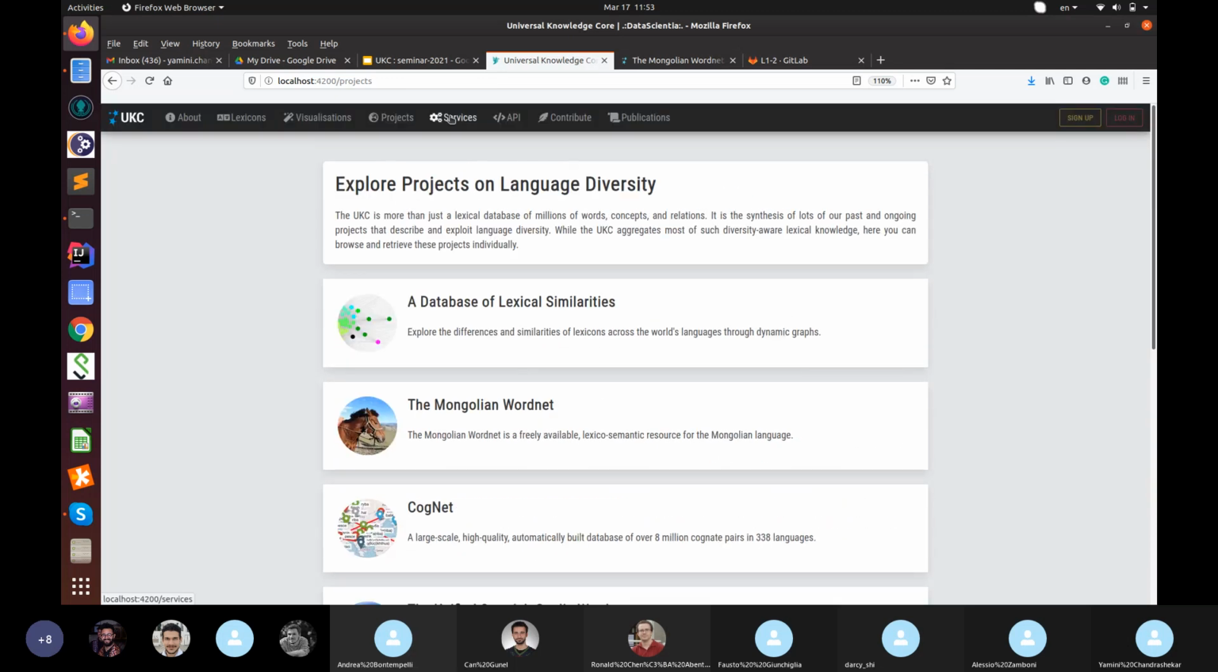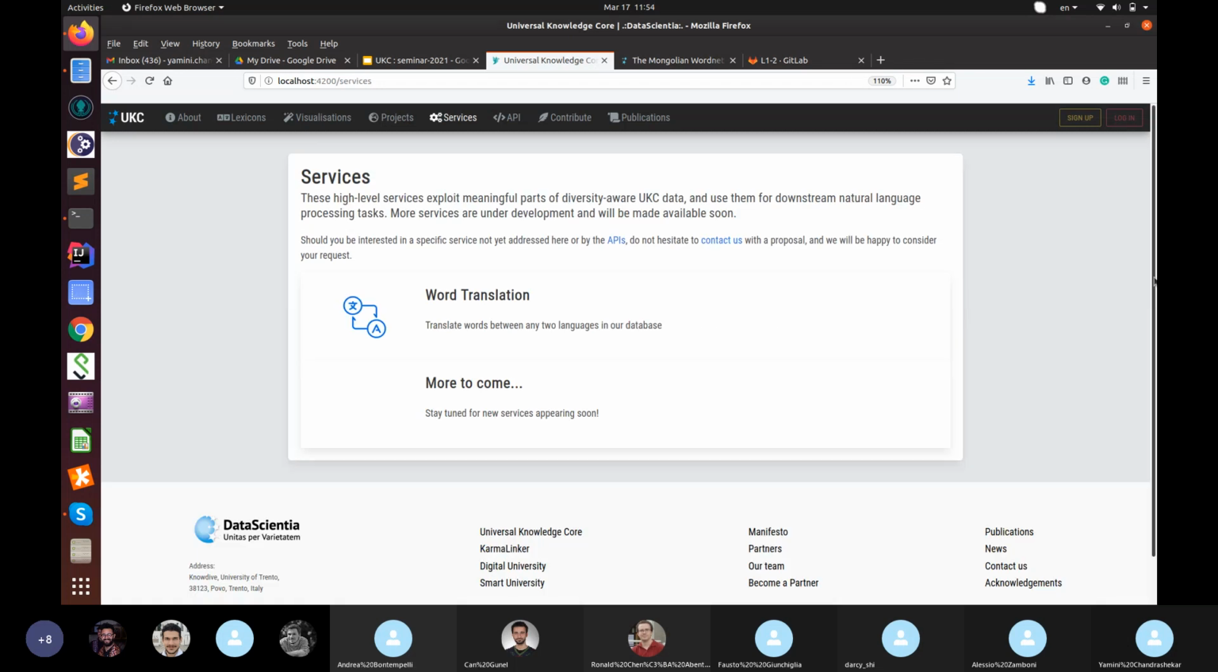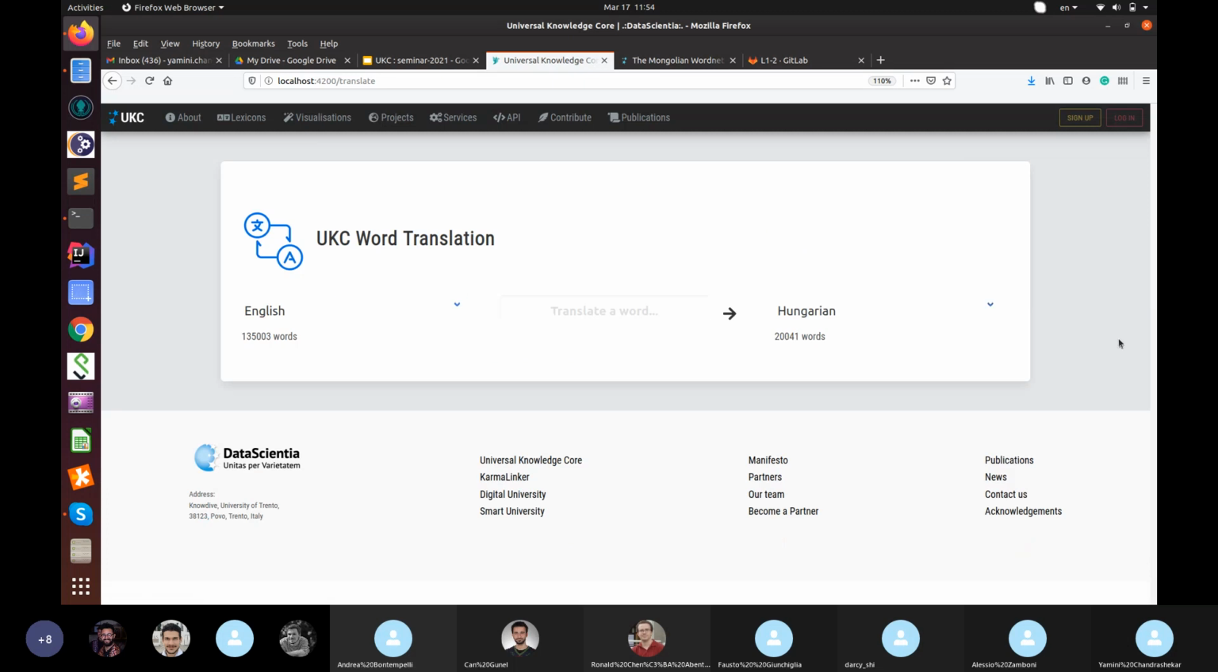Now, moving on to the next part, which are the services. So this is the first service that is available at this moment, but the idea is to extend this and provide as many services as possible. So when we look at the word translation here, the idea is to provide a translation from the source language to the target language.